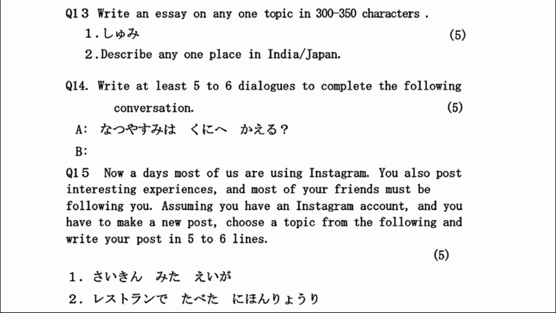Next, let me go to the 15th question, which is about making a new post in Instagram. The topics given are Saikin mita eiga, which means the movie which you saw recently, and Restaurant de tabeta nihon ryori, which means the Japanese food which you had at a restaurant. Here again, I will leave the question to you. Since you have plenty of time before the exam, please use this sample paper as a reference. Prepare properly and do well in your exam.